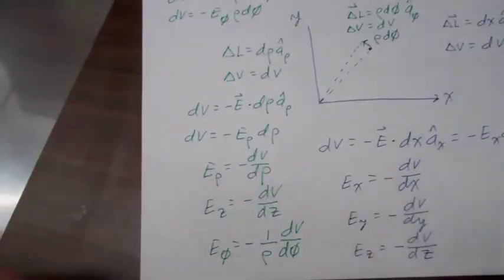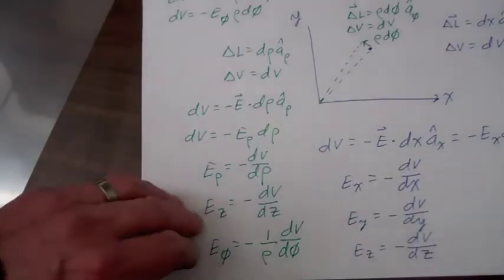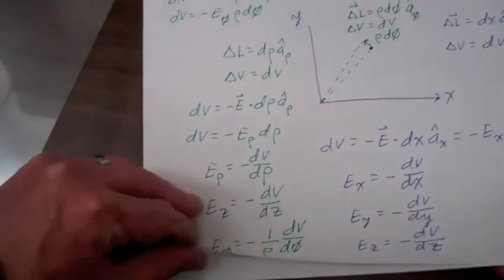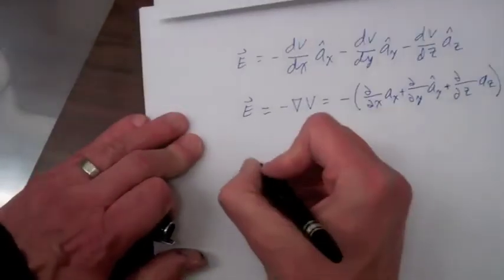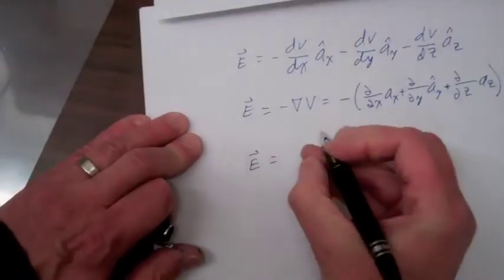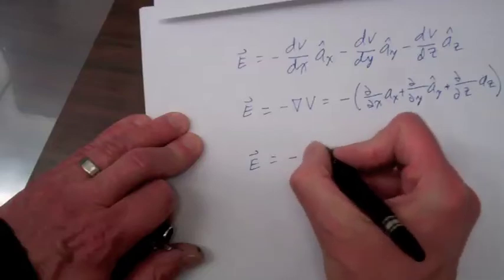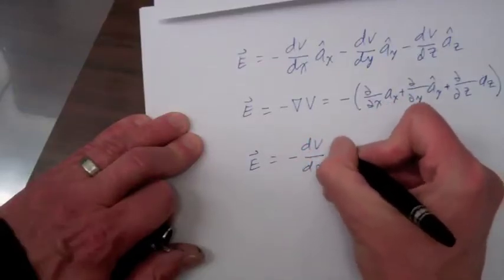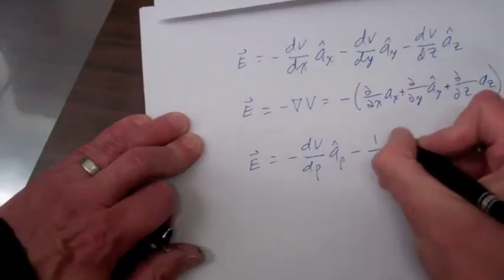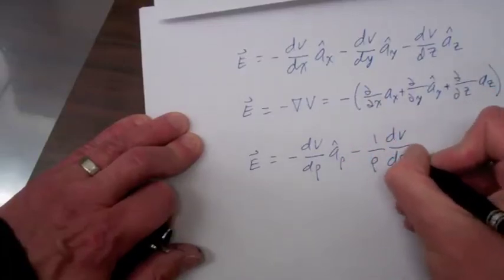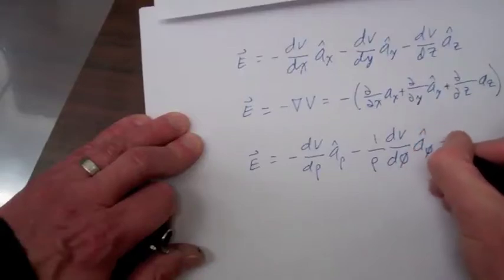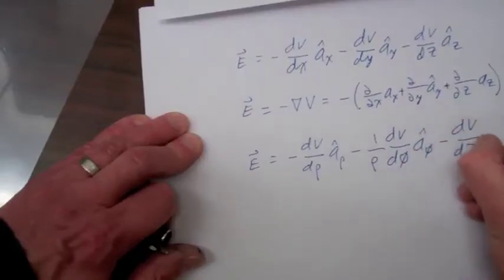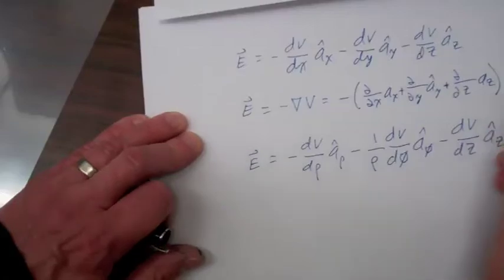Okay, so if we collect these terms, we see that we can write the electric field intensity in cylindrical coordinates as minus dV d rho in the a sub rho direction, minus 1 over rho dV d phi in the a sub phi direction, minus dV dz in the a sub z direction.